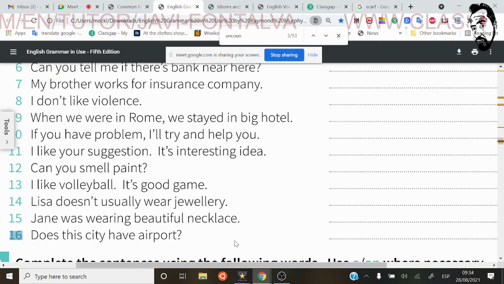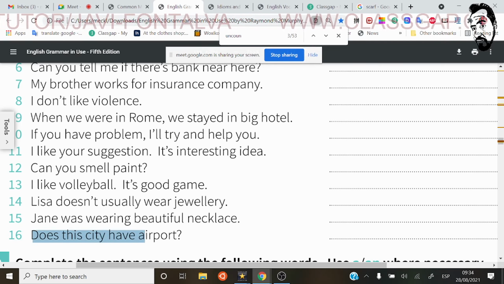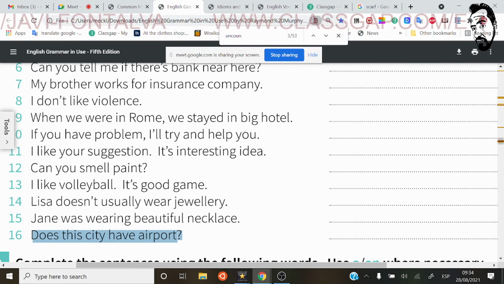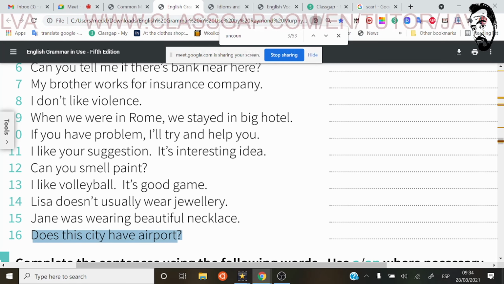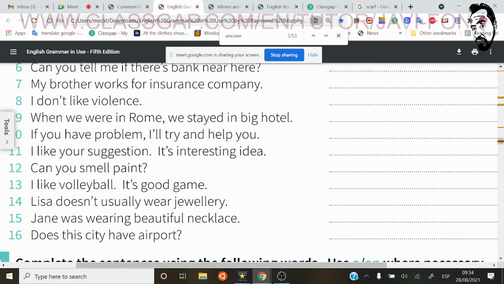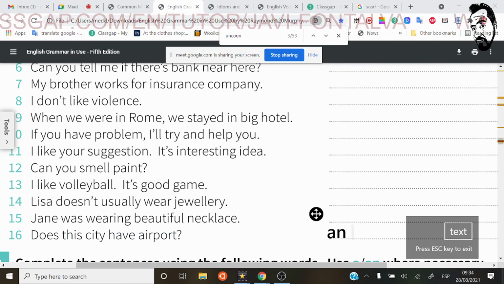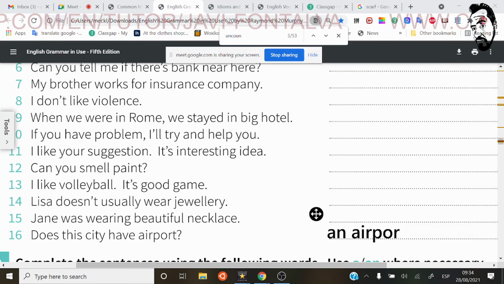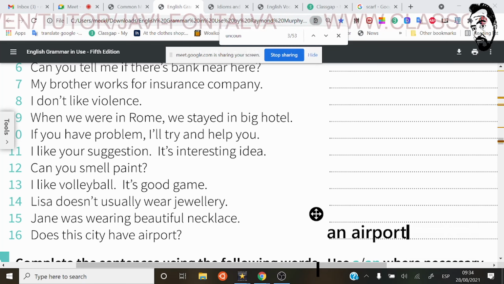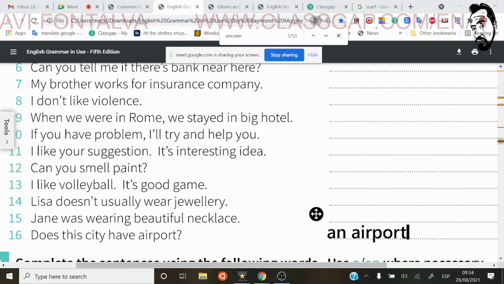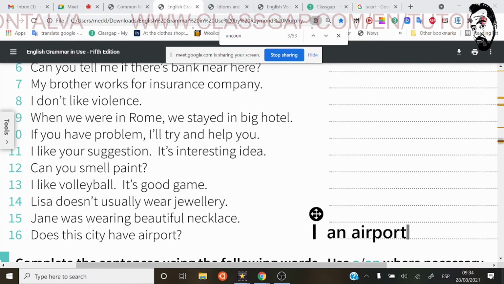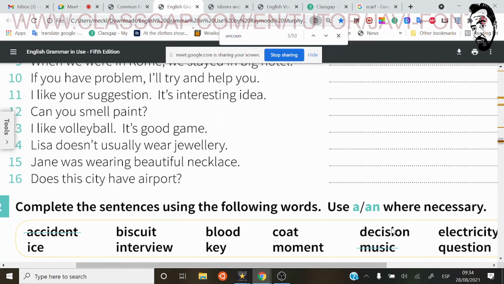Is it okay or not okay? Does the city have an airport? An airport. Sorry. An airport. And you need to say the N here because it starts with the sound A. An airport. So an airport. Okay. Let's try another one.